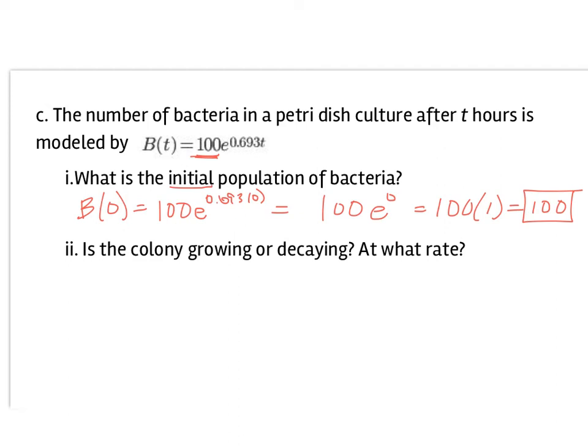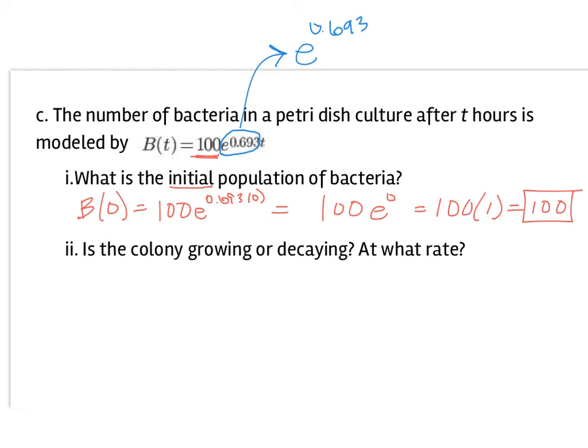Now, in terms of knowing whether the colony is growing or decaying, we have to know what the base is, and the base is kind of hidden here. We can see this e to some power, and then the t is tacked on to that power at the end. We have to figure out what e to the 0.693 is equal to before we can determine what the base actually is.